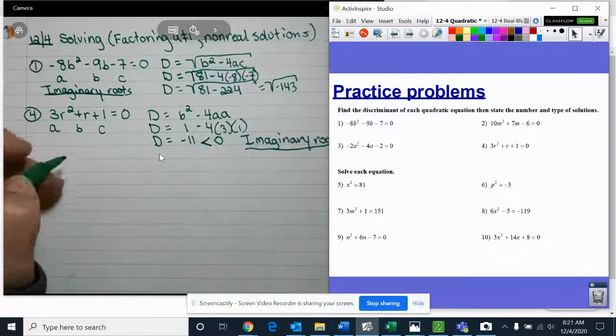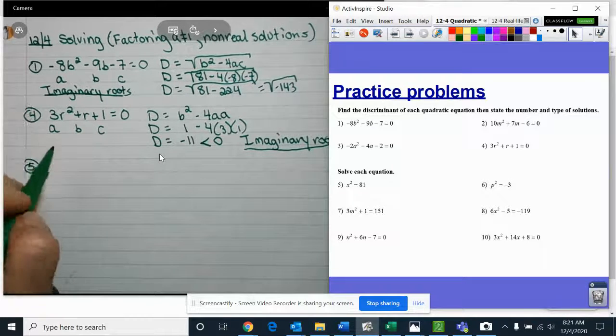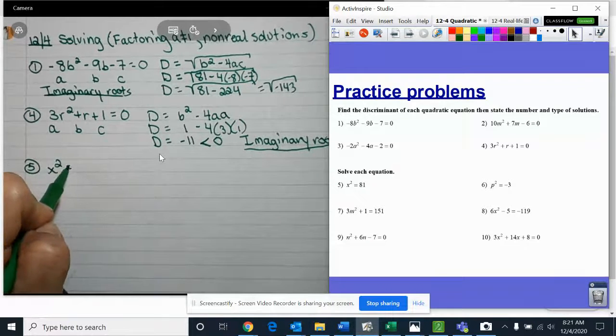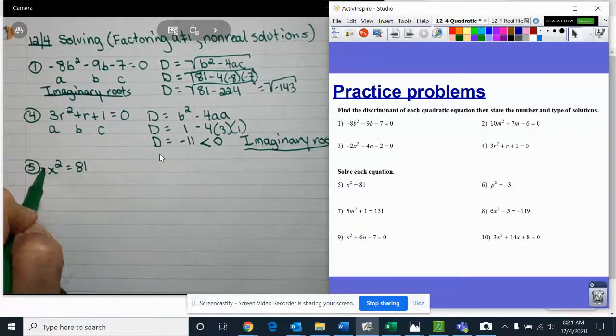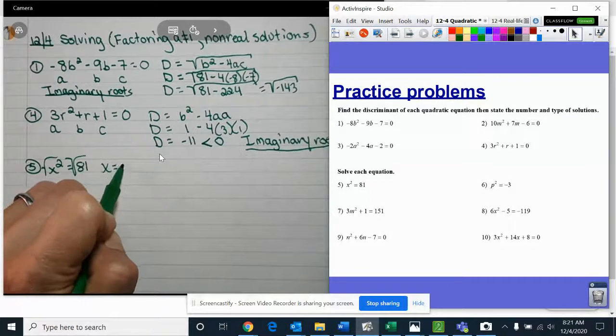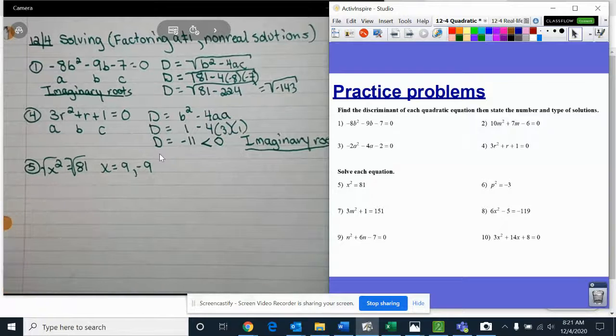Now let's keep going with number 5. x squared equals 81. So that means when we take the square root of both sides, x is equal to 9 and negative 9.